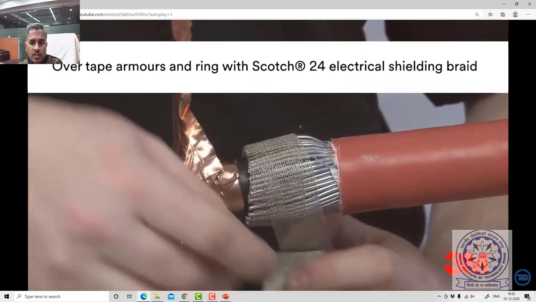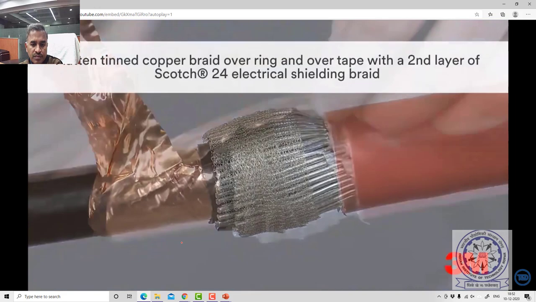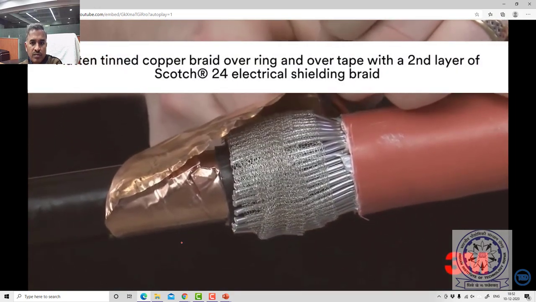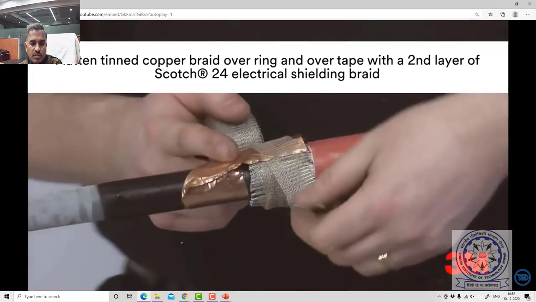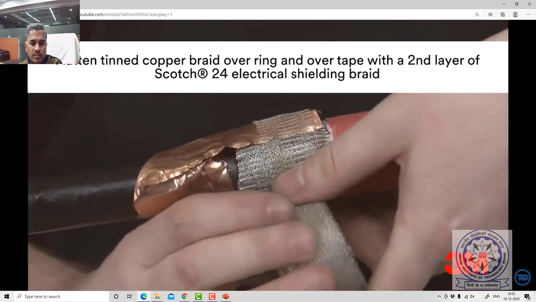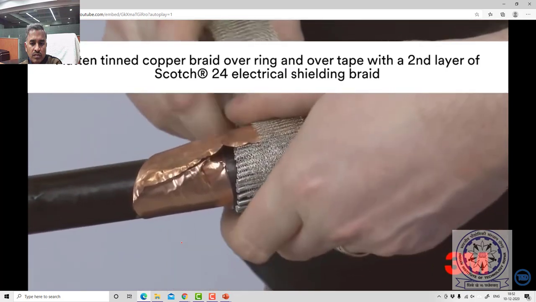This is shield braid. In order to secure and terminate the copper tape screen, a layer of 13 tape is applied. A split support ring is installed and overtaped with Scotch 24 electrical shielding tape to provide a connection and bedding for the copper tape screen. A second layer of Scotch 24 is then applied to secure the copper tape screen.